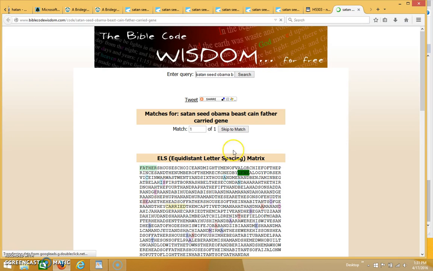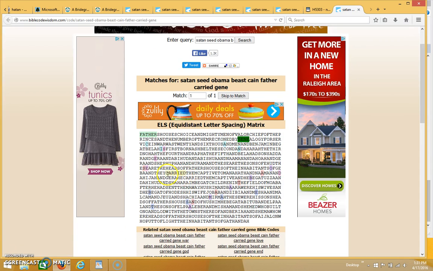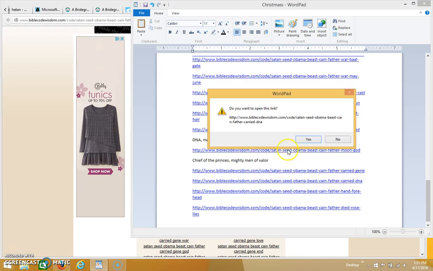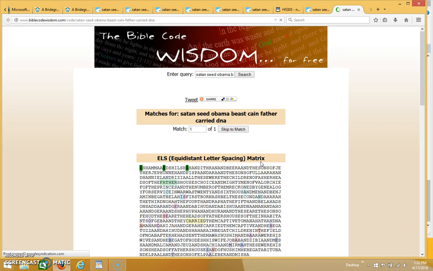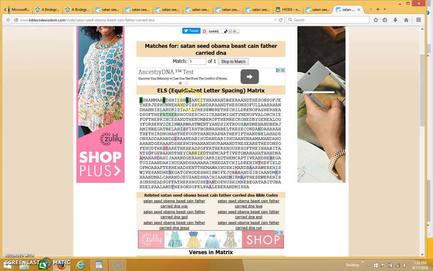So in one of these tables, I had actually put that in, so it would highlight the word carried. I put in carried gene. So you see gene here, and then carried. And then I had put carried DNA in one of the tables. So you see DNA up there in ELS form. And so it definitely seems to be alluding to DNA.